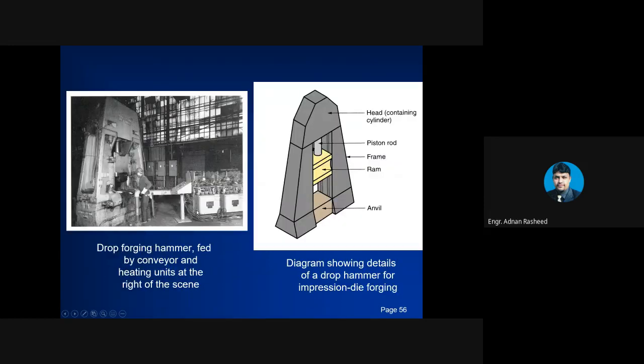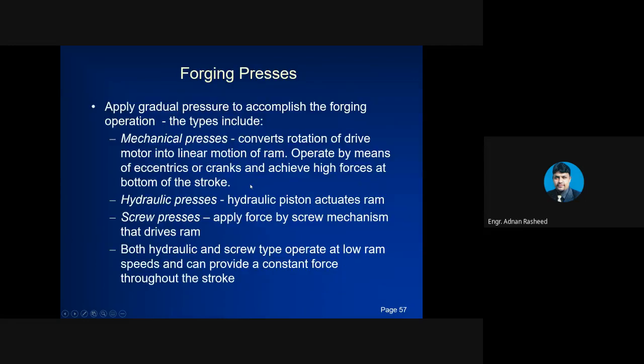Can you go through this slide? This is an example of drop hammer machines. You have already seen them in different industries during your internship. These are the forging presses. Forging presses can be classified as mechanical, hydraulic, screw, and both hydraulic and screw power. So can you go through that?